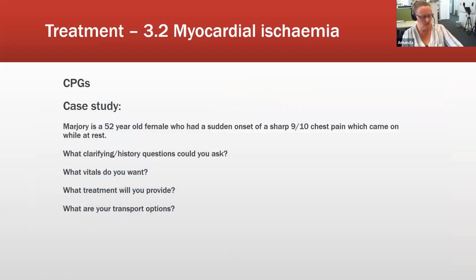Alrighty, so case study time. So you will need your CPGs out. I try to use my phone ones. I hate using these, but anyway.